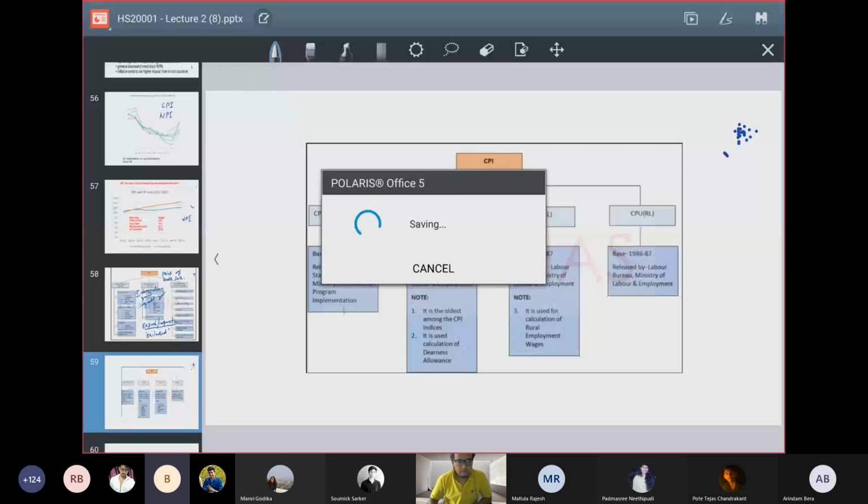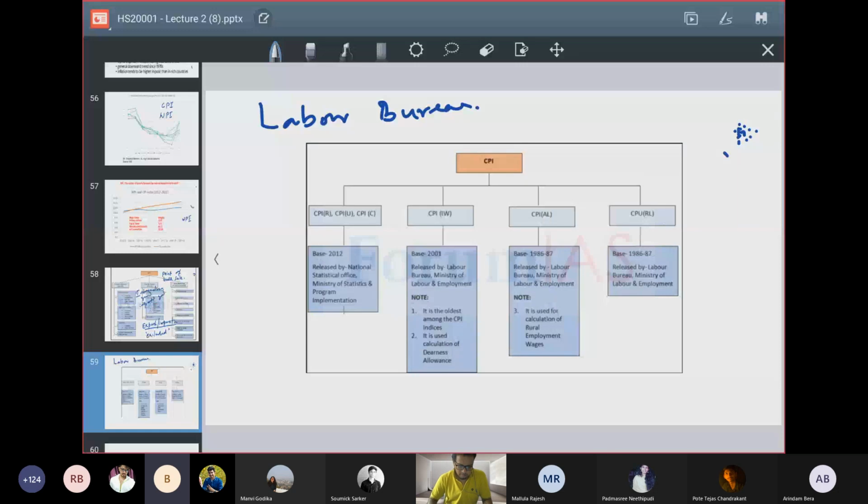This CPI and WPI are used to measure our inflation. The Labor Bureau of the Ministry of Labor publishes the data on CPI of industrial worker and CPI of agricultural labor. Whereas the CSO, the Central Statistical Organization, publishes the statistics for CPI of rural area, CPI of urban area, as well as your combined CPI.